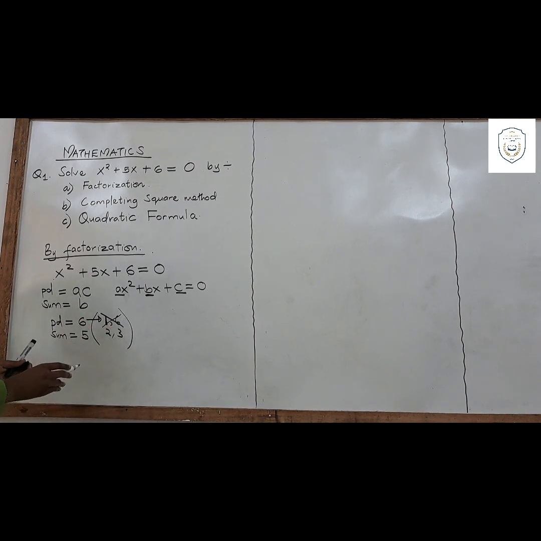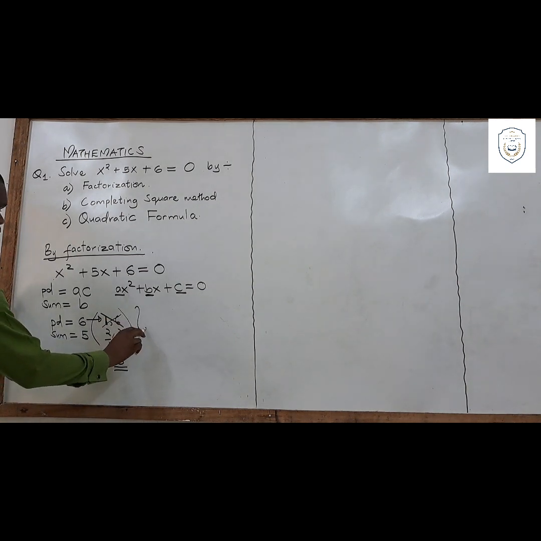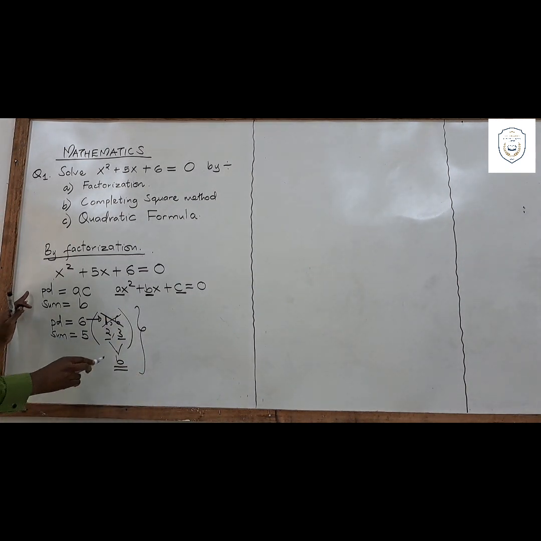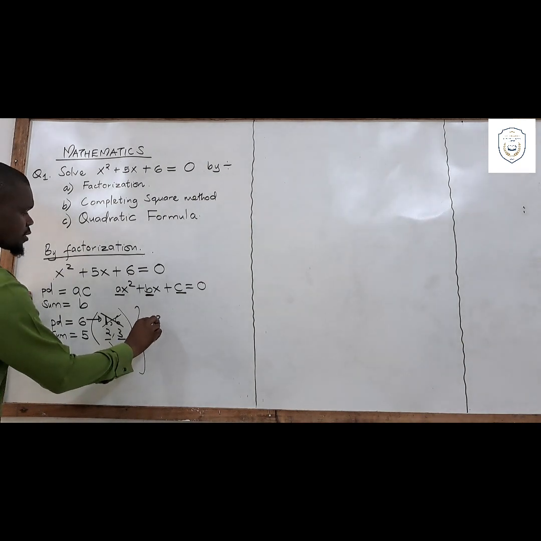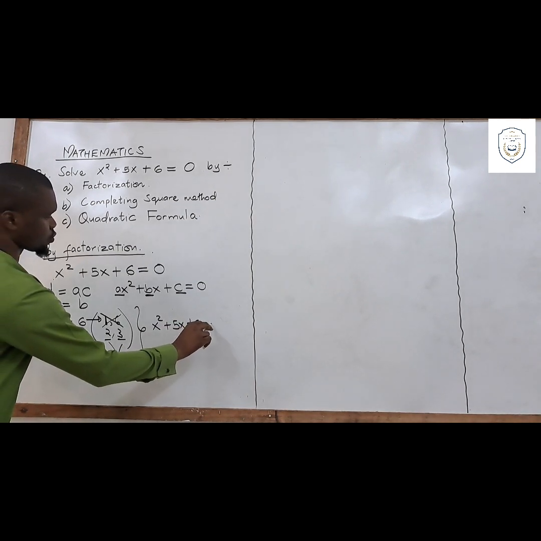And therefore, which factors do we remain with? We remain with factor 3 and factor 2. If we take 2 multiplied by 3, we get 6. And if we take 2 added to 3, we get 5. Therefore, these 2 factors are normally used to split the b into 2. So what you're supposed to do next is write x squared plus 5x plus 6 equals 0.